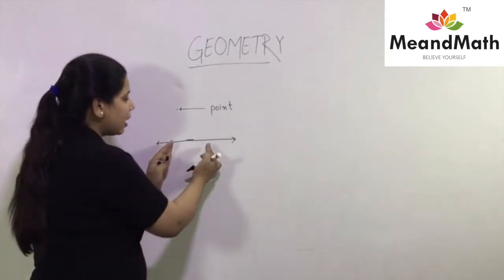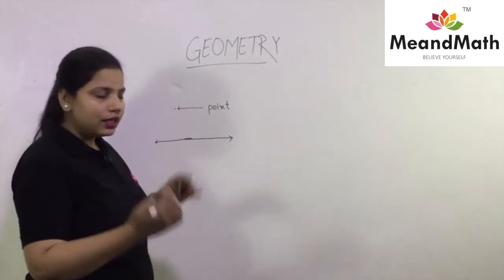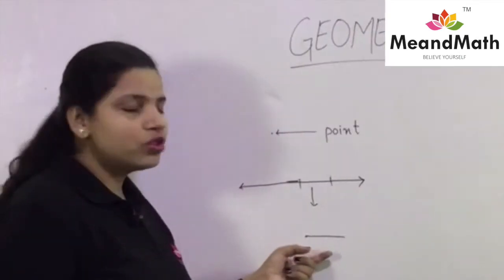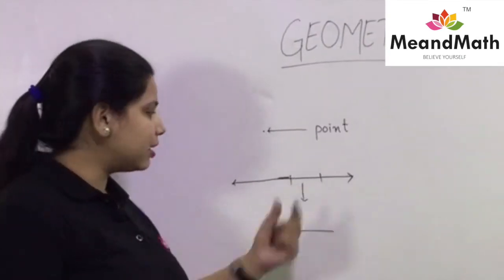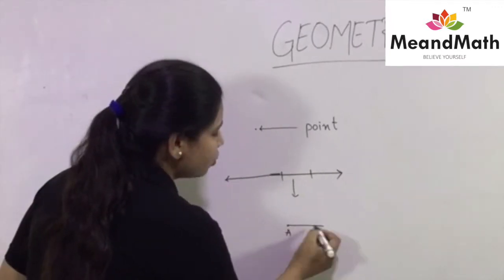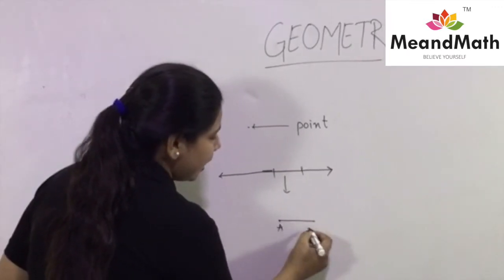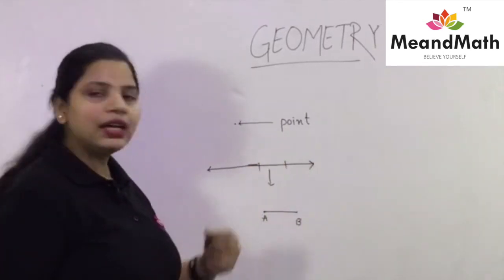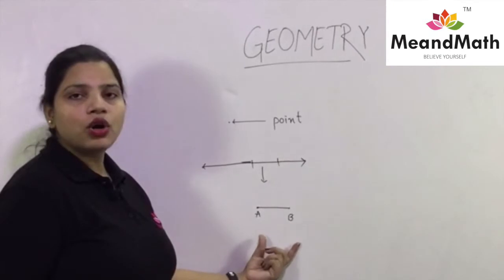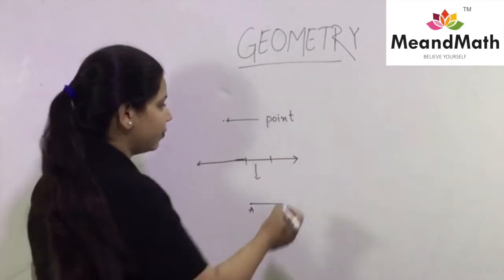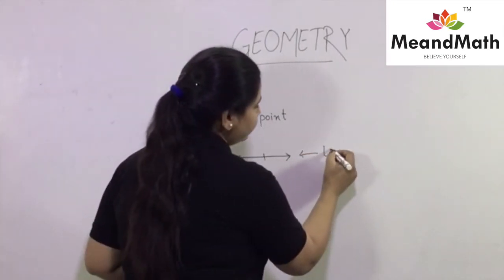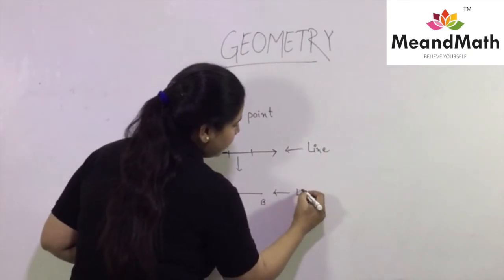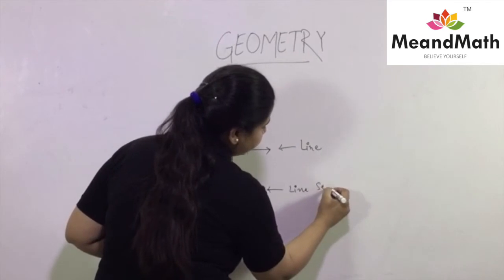Now, if we take a part out from it, let's suppose this is the part which we have taken from this line, and we name these 2 end points as A and B. So this is a part of the big line. So it is called line segment. This is a line and this AB is line segment.